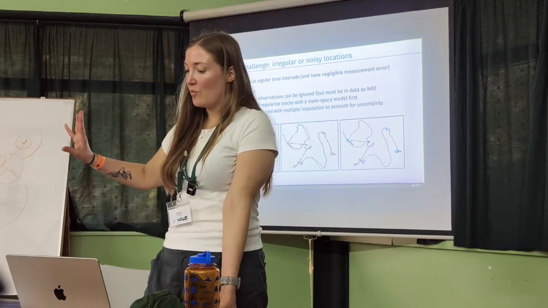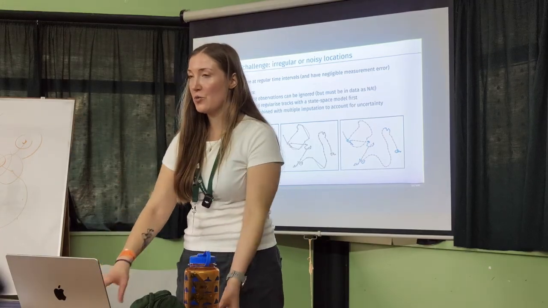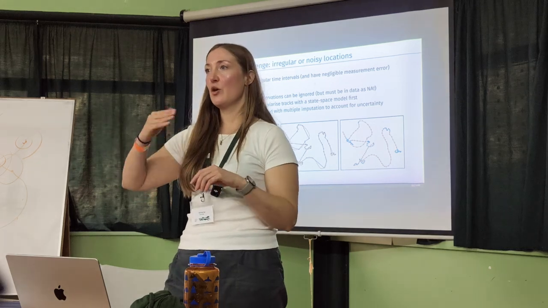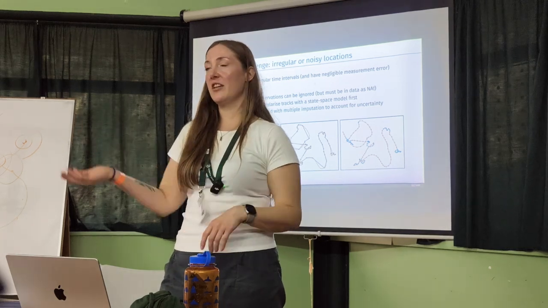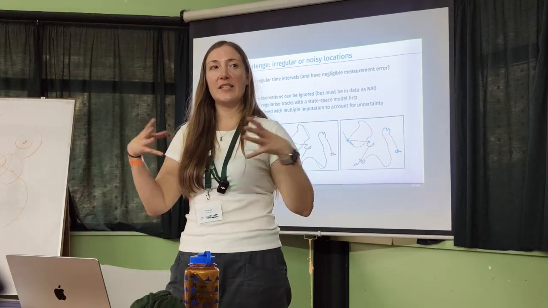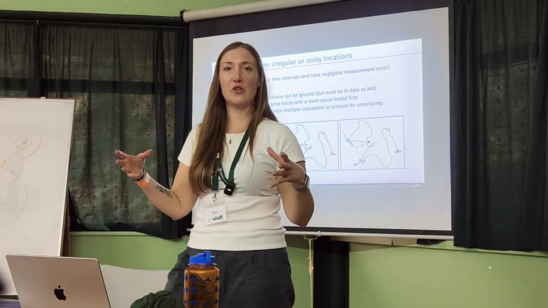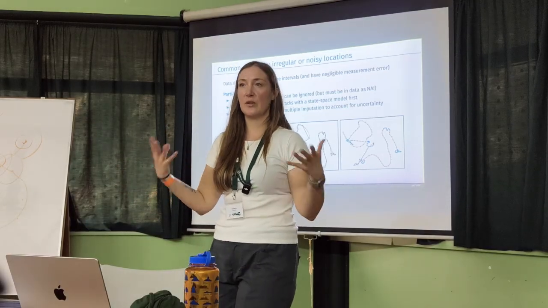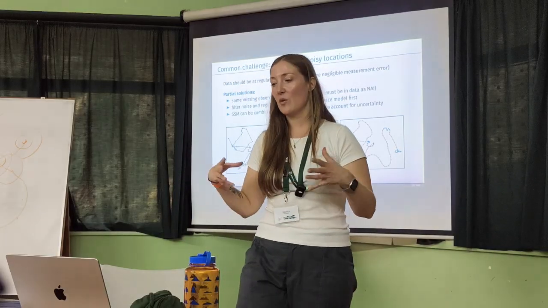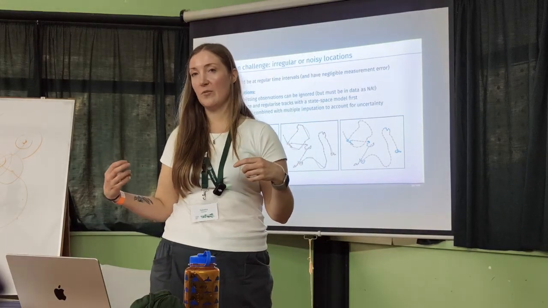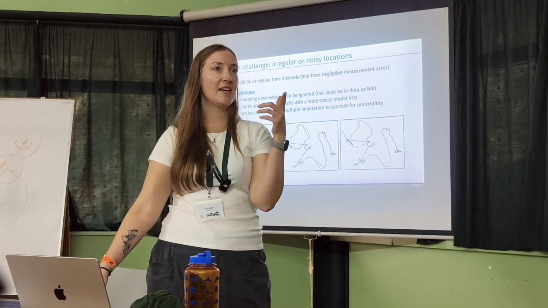One problem with doing this is when we impute locations, so we predict the missing locations and then just use those in the HMM, you're basically assuming that those are accurate. So we're assuming that there's no uncertainty on those predicted locations when actually there is. And so one option is to try to account for that uncertainty with something called multiple imputation.